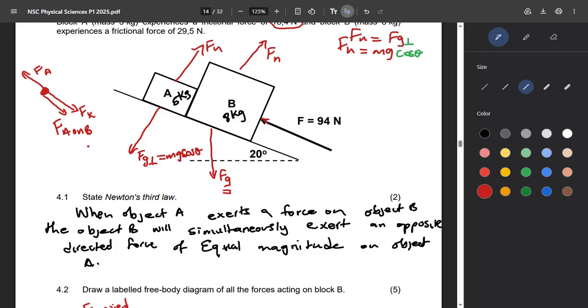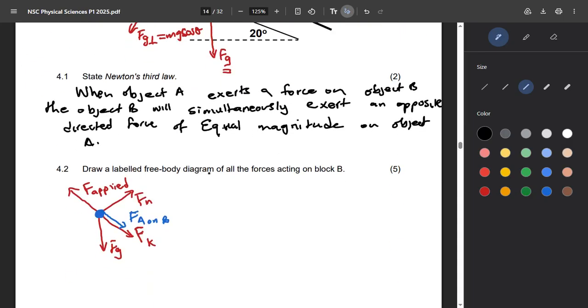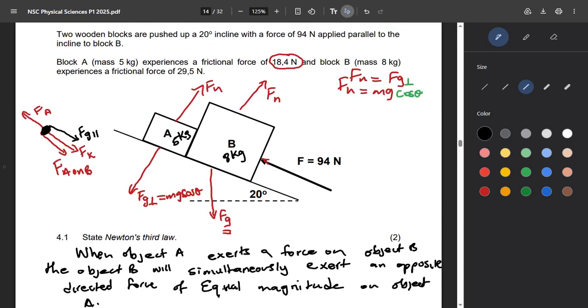Perfect. The FG parallel. So the FG parallel always acts down. If the object is going down, FG parallel will go down. If the object goes up, FG parallel will go down. So when you do calculations, you include all the forces. When we were drawing a free body diagram in 4.2, we did not include FG parallel. It's fine. But when you do calculation, make sure that you include everything.